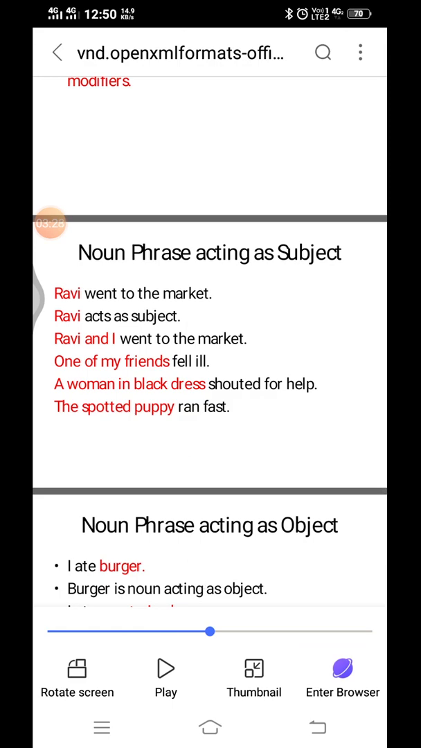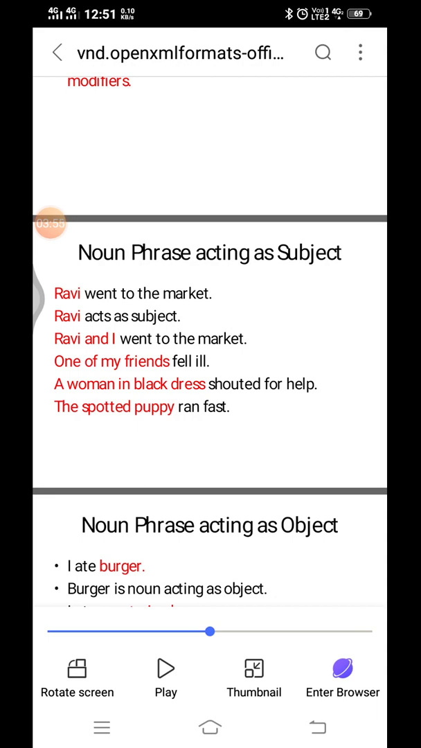Just see over here, Ravi went to the market. Now Ravi is a subject, a noun. Now went is a verb. Something that comes before the verb, that will be the subject. It's very easy to take out the subject. Ravi went to the market. Went is a verb, so something that comes before that, that is a subject. Now Ravi over here is acting as a subject.